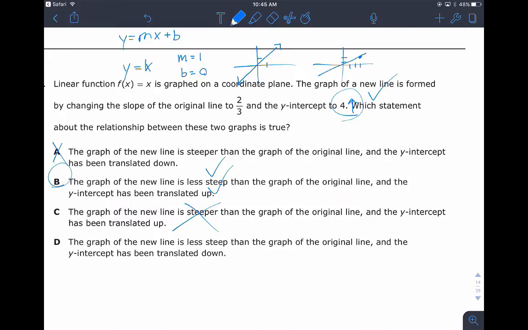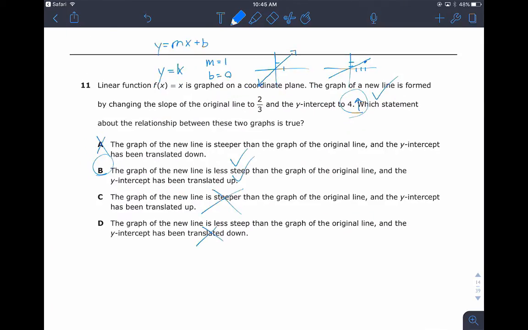We just said the graph is not as steep there, so I put a check there on accident, my bad. And then the graph of the new line is less steep. That is true. And then the y-intercept has been translated down, and that part is false. It's been going up there. So B is definitely our best option. So it's not too bad. You just need to know what the slope of y = x is, which is 1, and the b is 0.